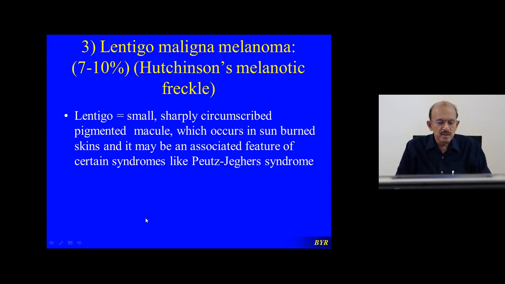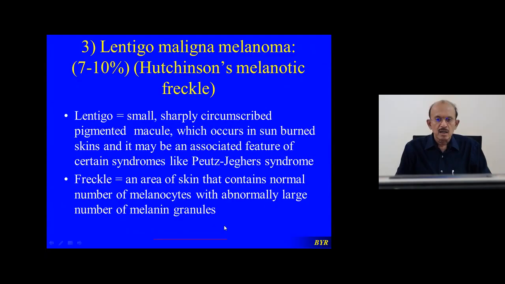Polyps of the intestine, agreed. Next, very good. Pigmented lips, very good. So there will be oral pigmentation, not only lips. There may be pigmentation over the palate, over the oral cavity. That's very good. Fine. So it may be an associated feature of syndromes like Peutz-Jeghers syndrome.